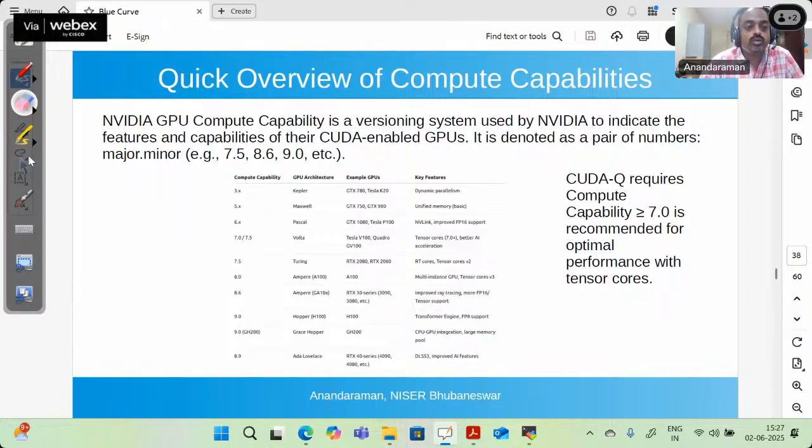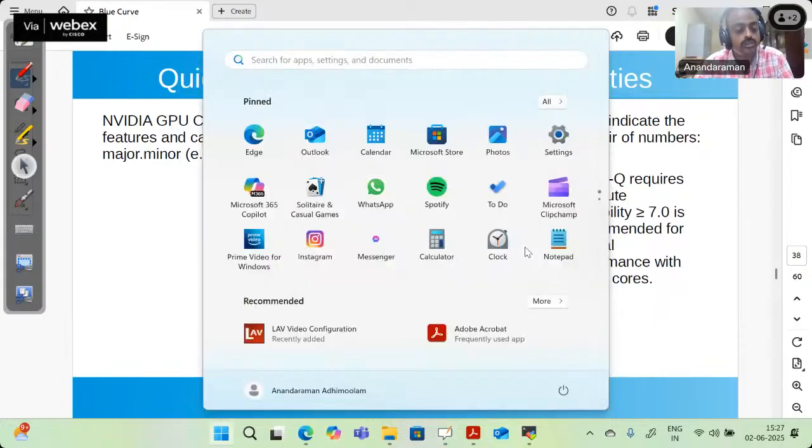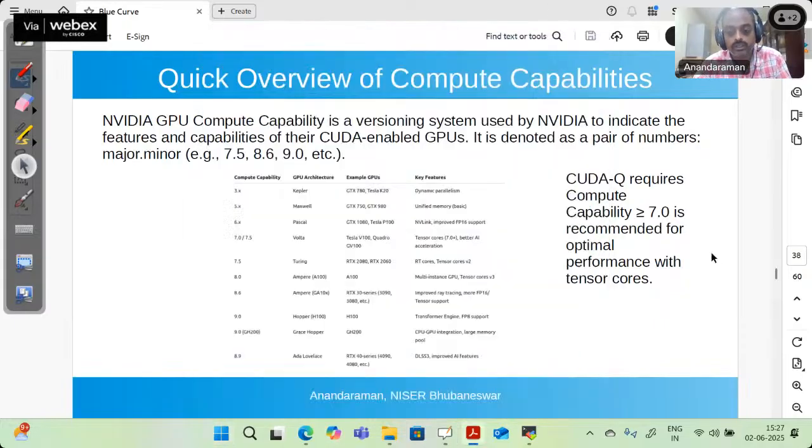So more than 7. If you are interested in purchasing a GPU, then you should consider this.